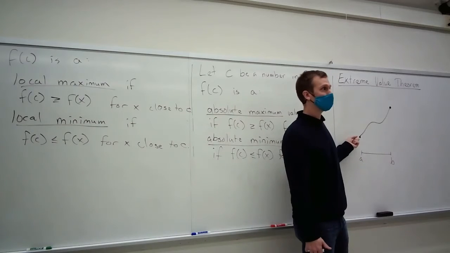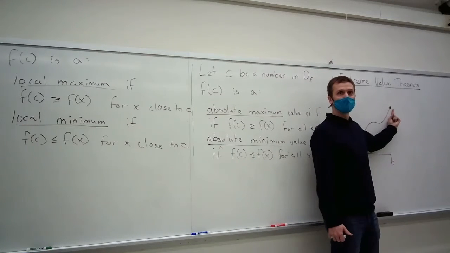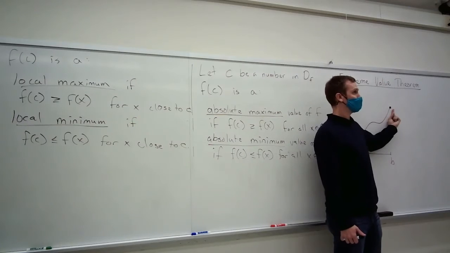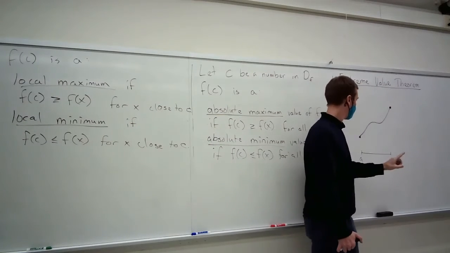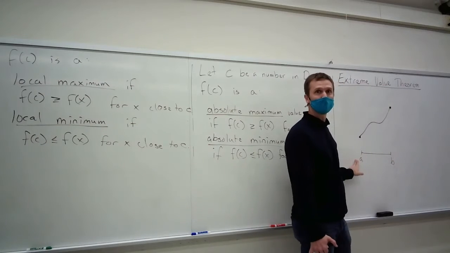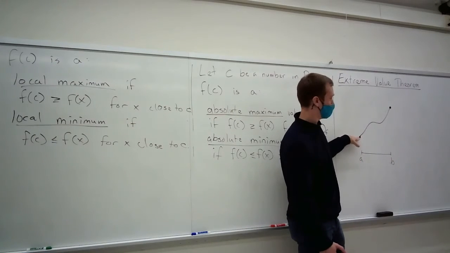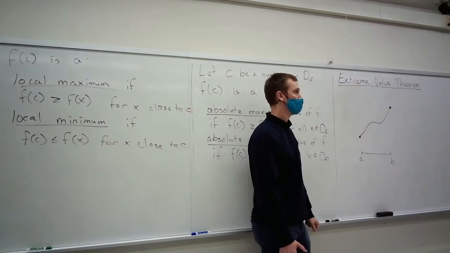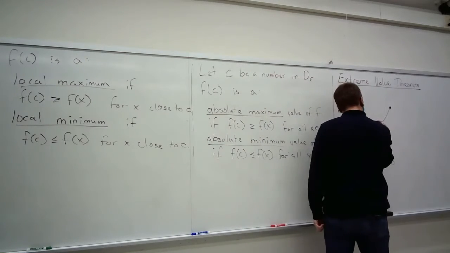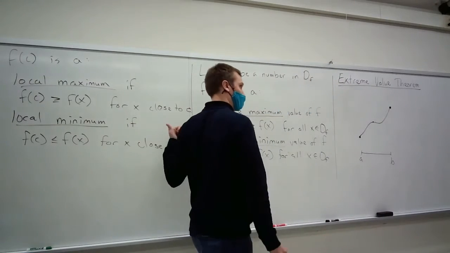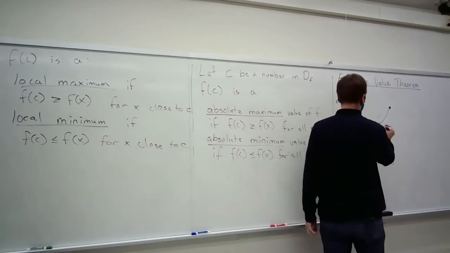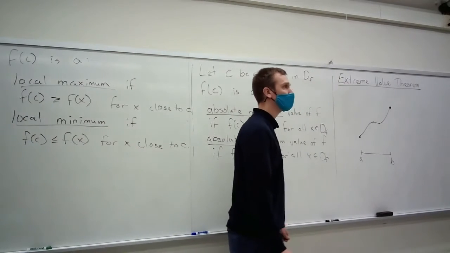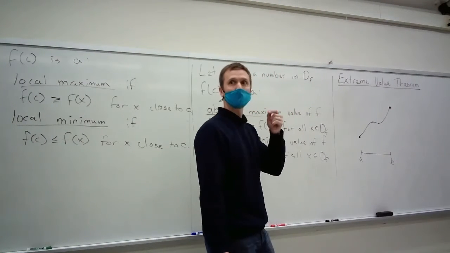This is an example, but this example has the extreme value at the endpoint, right? Which is part of the extreme value theorem, that sometimes your biggest value is at an endpoint of your interval. Sometimes the lowest value is at an endpoint of your interval. This is not something the derivative would catch. The derivative would catch this point, which is an extreme value. It's a local maximum. The derivative would catch this point, which is a local minimum. It would not catch the endpoints.